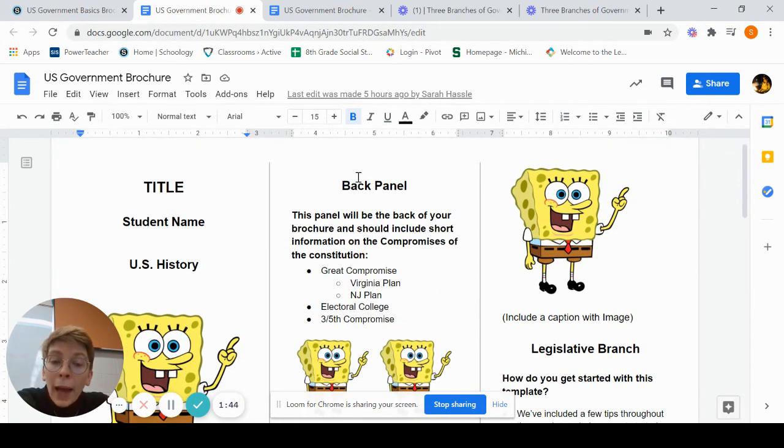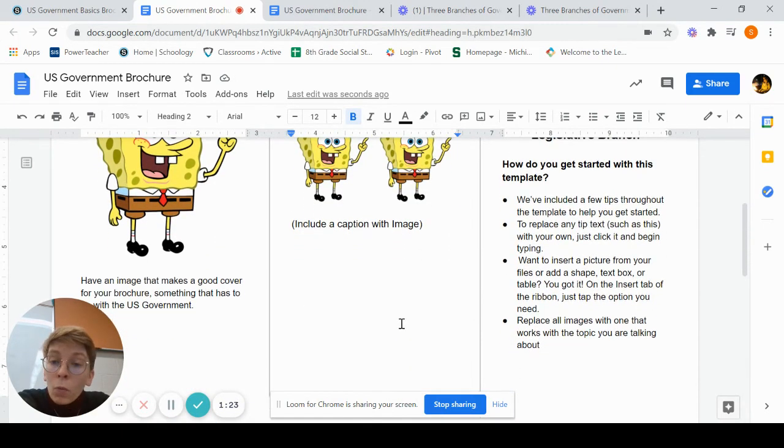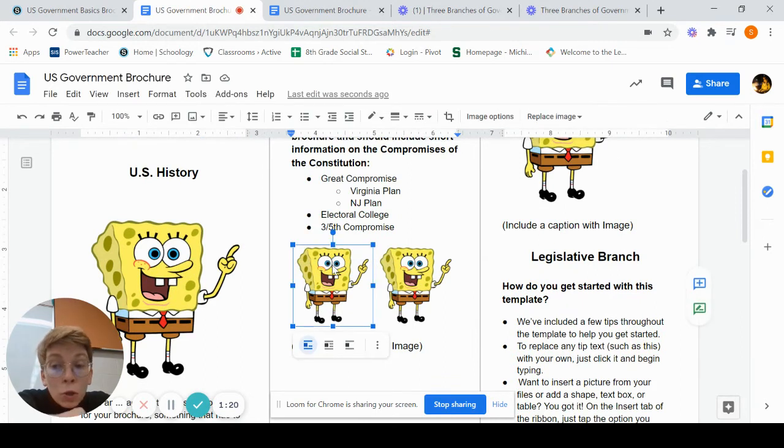This is going to be your back panel. This should include short information on the compromises, the Constitution. So let me capitalize that. Talk about what was the Great Compromise? What did it do? What was the Electoral College? What was the 3/5 compromise? And if you want, you can include a picture. You should not keep any SpongeBobs. Include pictures that are about the Constitution, not SpongeBob.